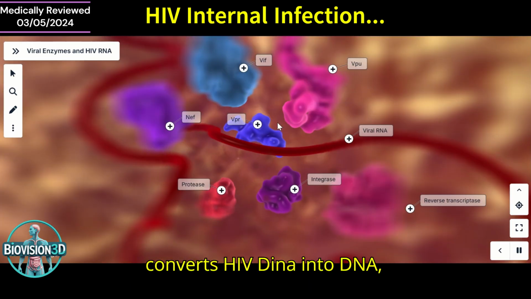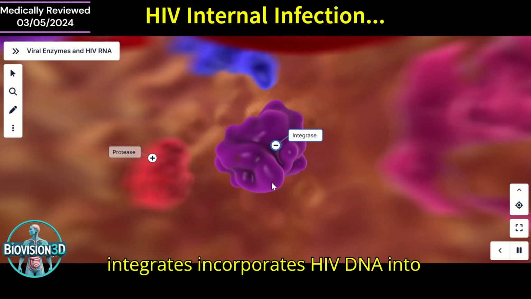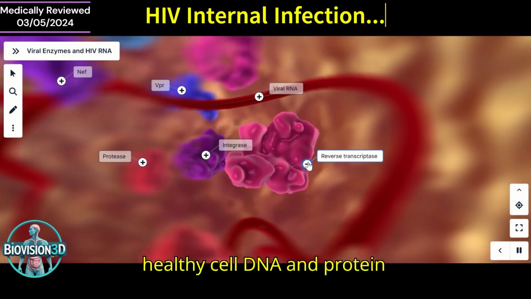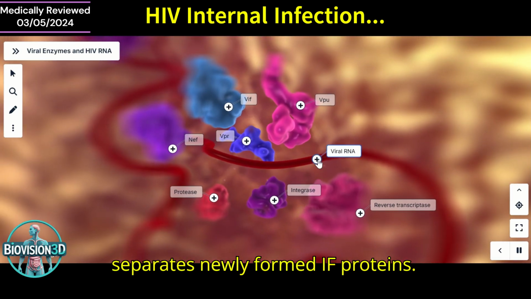Reverse transcriptase converts HIV RNA into DNA, integrase incorporates HIV DNA into healthy cell DNA, and protease separates newly formed HIV proteins.